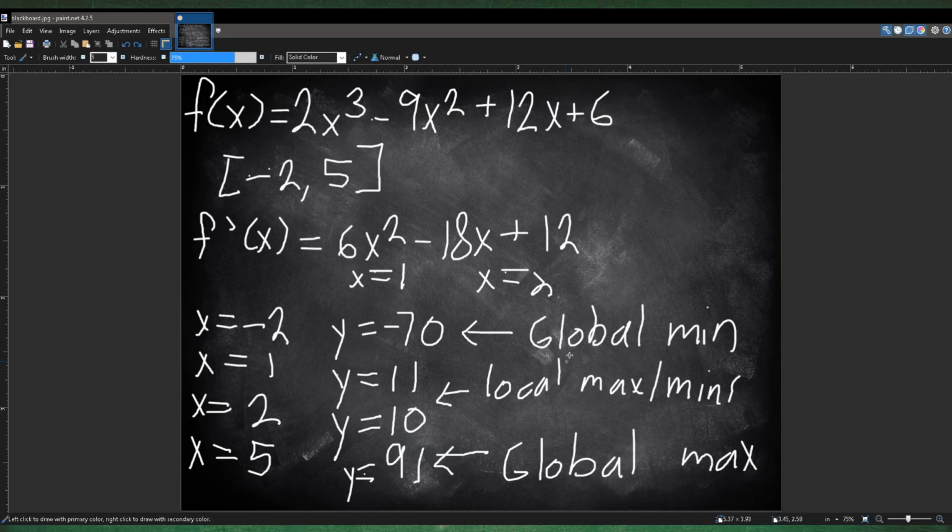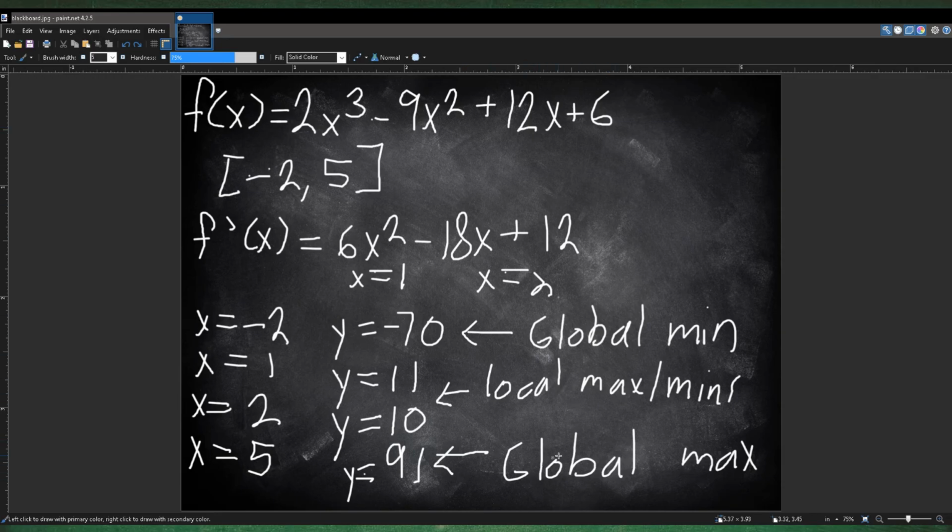Another thing is that if it's a global min, it's also a local min. If it's a global max, it's also a local max. So it could be two things at once. If you have a global max, it's also a local max. If it's a global min, it's also a local min. However, if you have a local max, it's not necessarily a global max. So global can become local, but a local cannot become global.